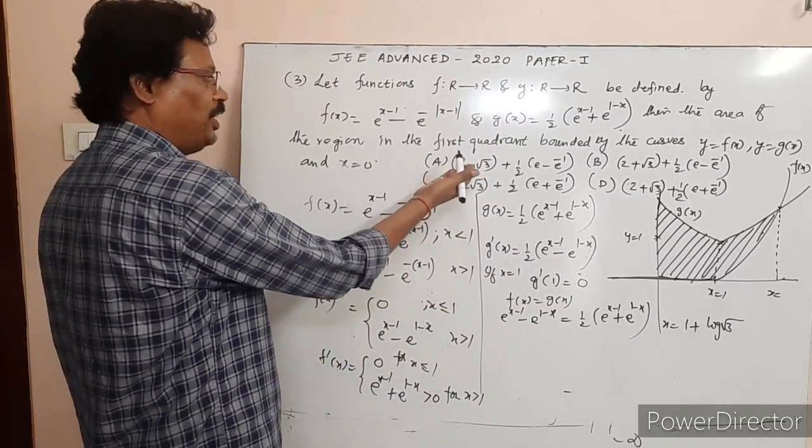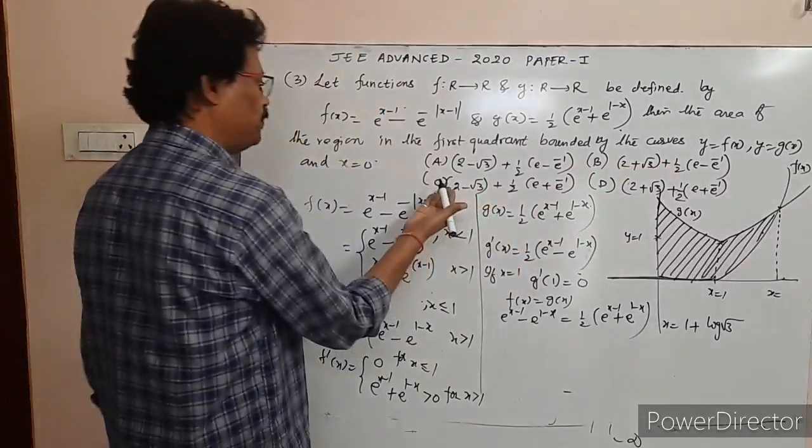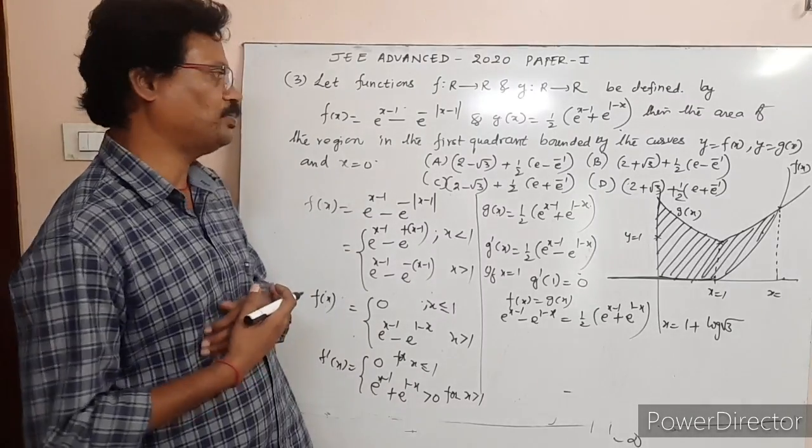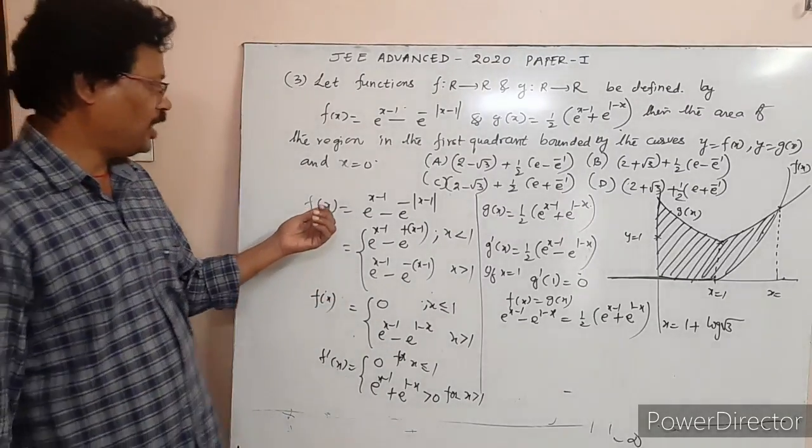Option A, they have given this one. Option B, option C, option D. This is a single option correct question. Now, f(x).